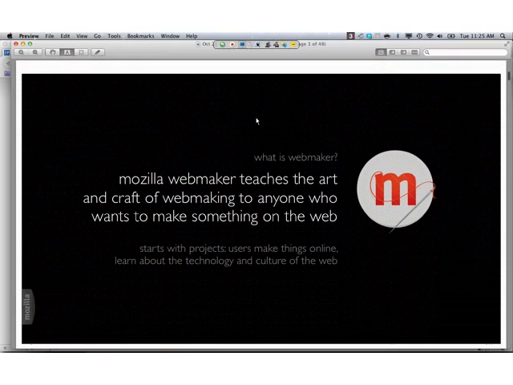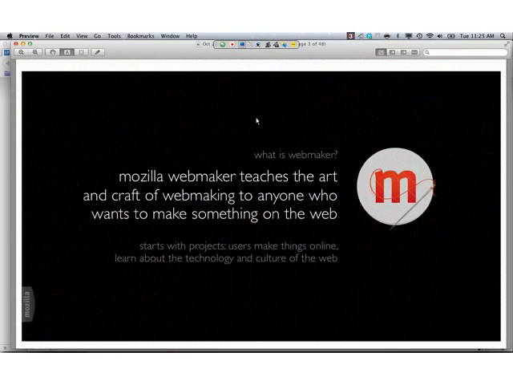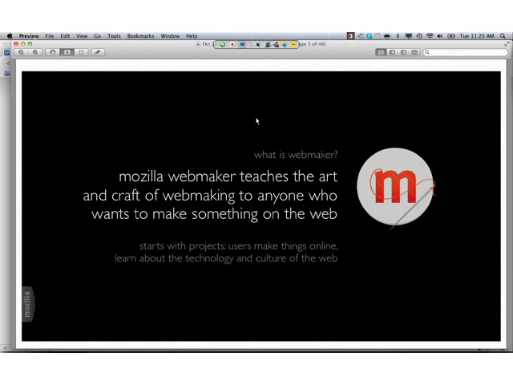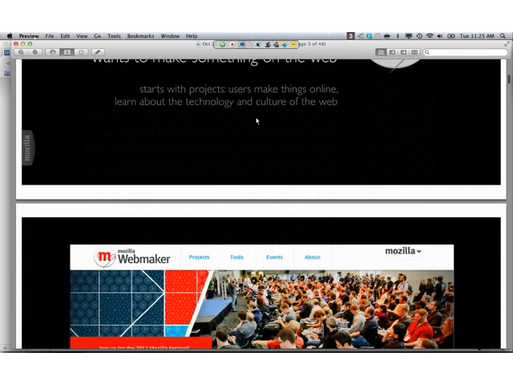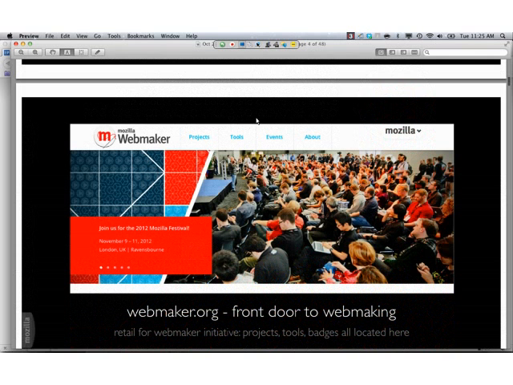So Mozilla Webmaker teaches the art and craft of webmaking to anyone who wants to make something on the web. That's about code, it's about digital literacy, it's about the values that Mozilla believes in. It starts with projects where users make a thing online, and through that process, they learn about technology and the culture of the web, both how the technology works and how to use it.